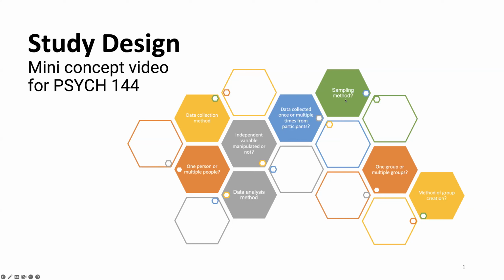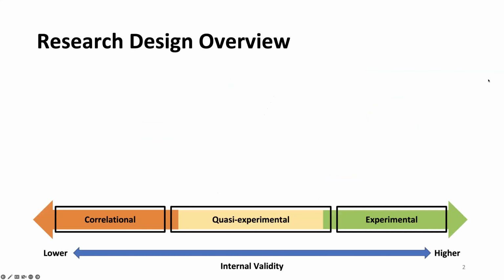Are you going and getting an actual random sample from the population? Unlikely, probably have to do some convenient sampling. Are you studying one person, multiple people, multiple groups? How do you create your groups? There's a lot going on here. So what I want you to really focus on is this idea of internal validity and basic research designs.